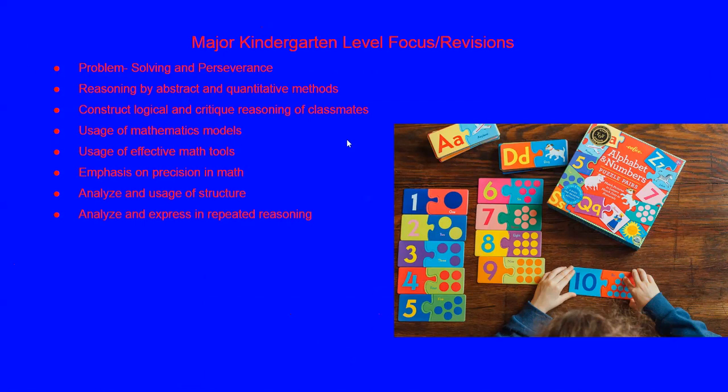Major kindergarten level focus and revisions. It is within the kindergarten level that there is a focus on problem solving and perseverance, reasoning abstractly and quantitatively, constructing logical arguments and critiquing the reasoning of classmates, usage of mathematical models, usage of effective math tools, emphasis on precision in math, analyzing and using structure, and analyzing and expressing repeated reasoning.